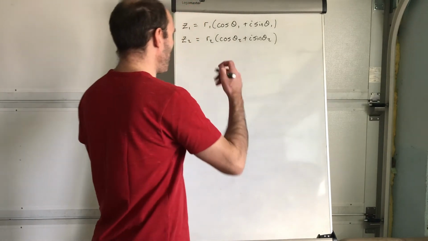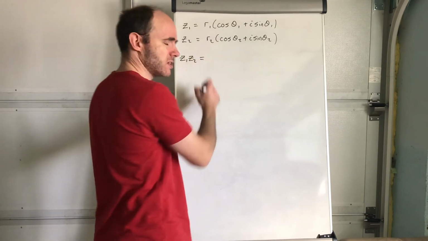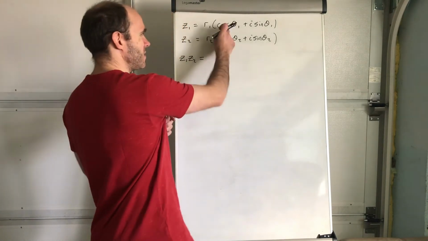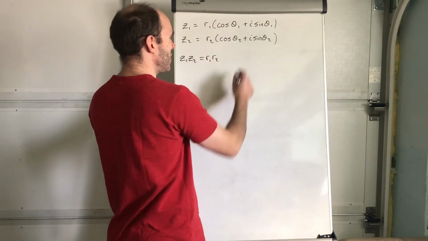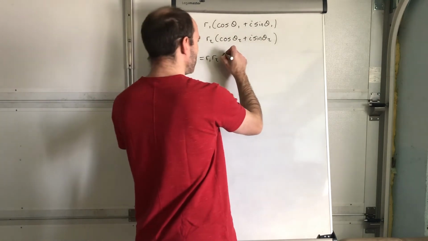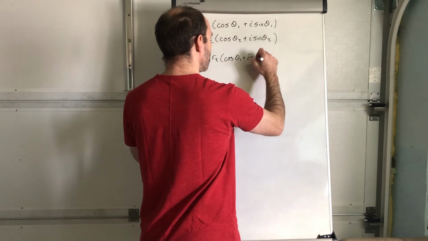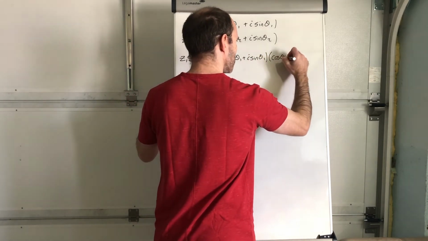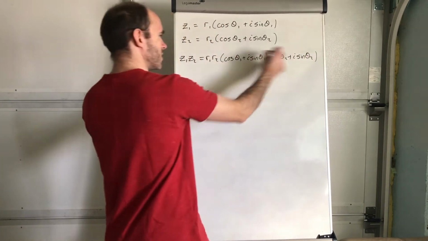So what we're after is Z1 Z2, and then the modulus and argument of that. So what we've got to do is multiply these together. So this times this. So r1 times r2, that's quite easy first of all, and then this bracket times this bracket here. So that's going to be cosine theta1 plus i sine theta1 multiplied by cosine theta2 plus i sine theta2. All right, and then we've got to expand those brackets.